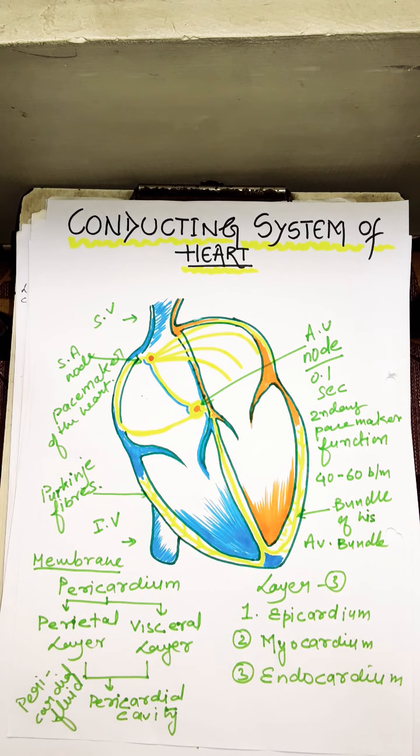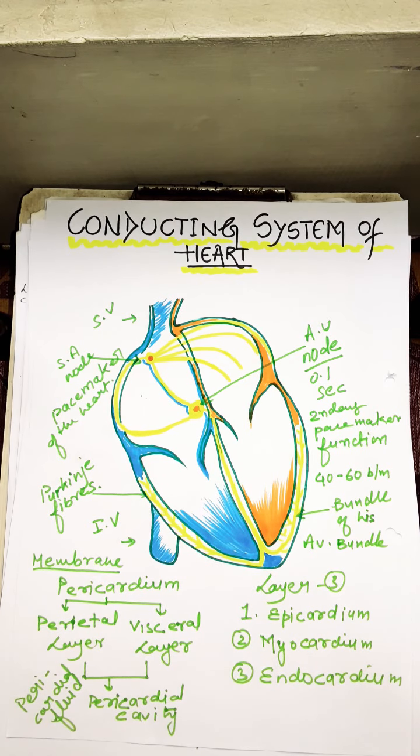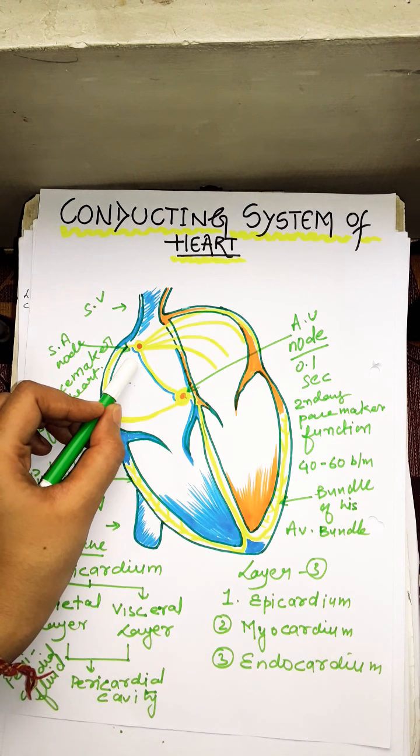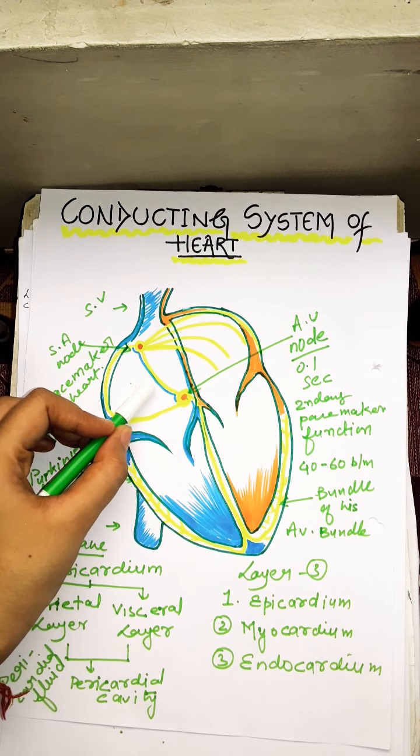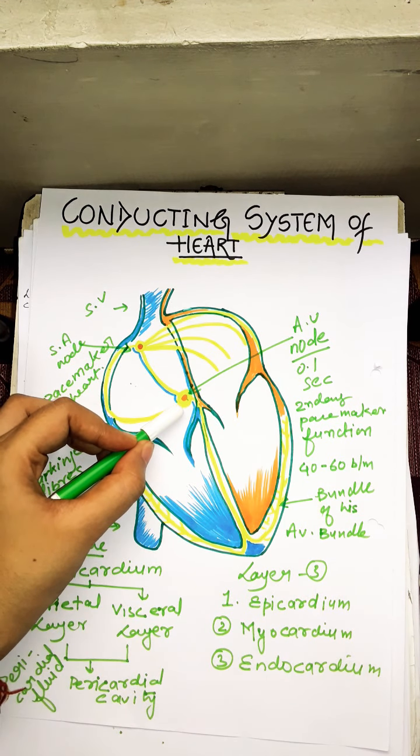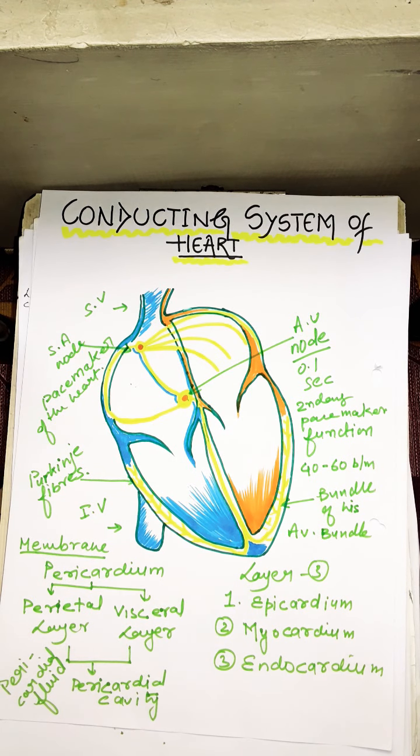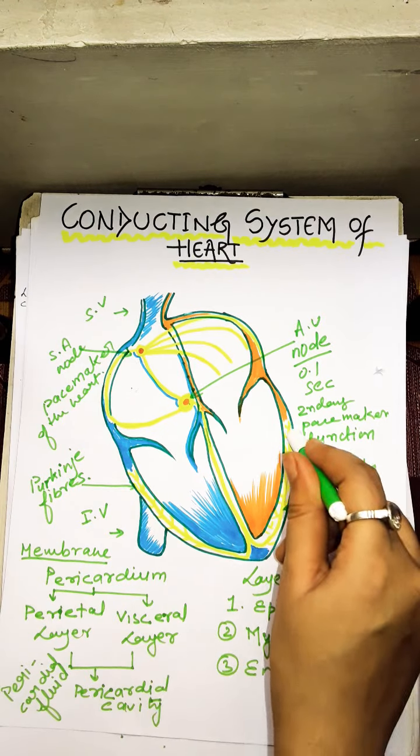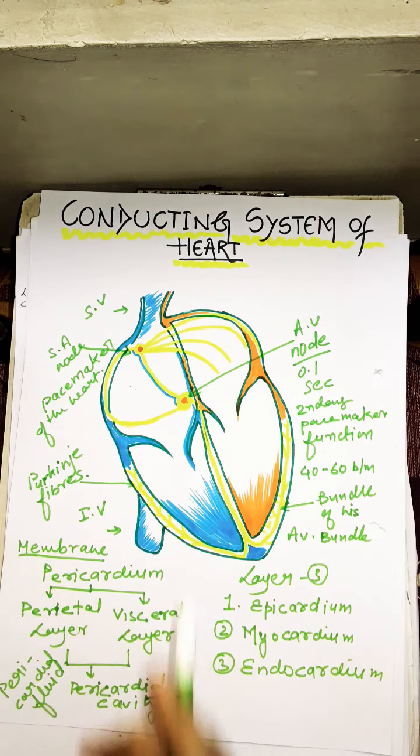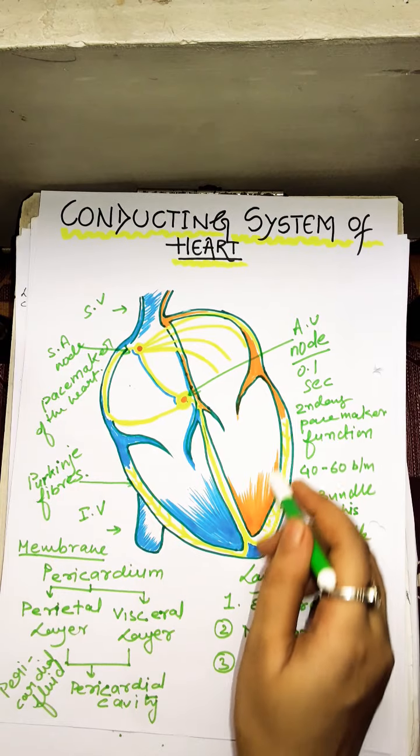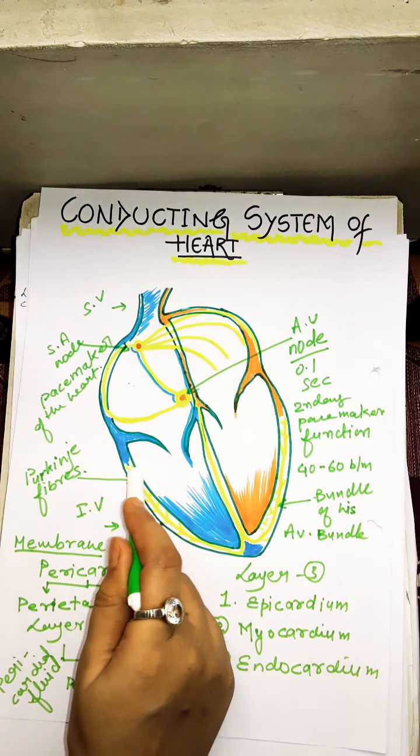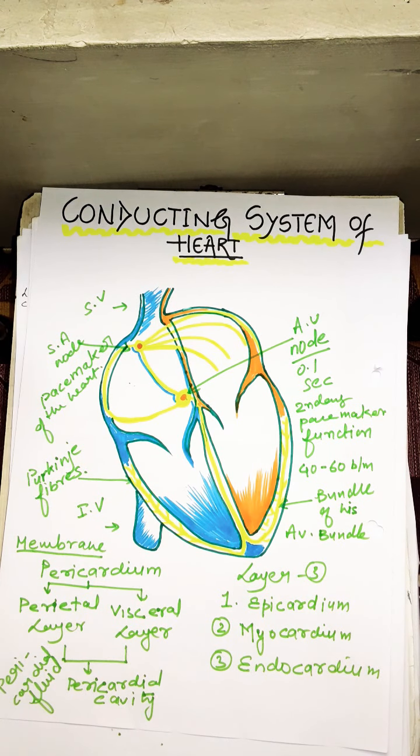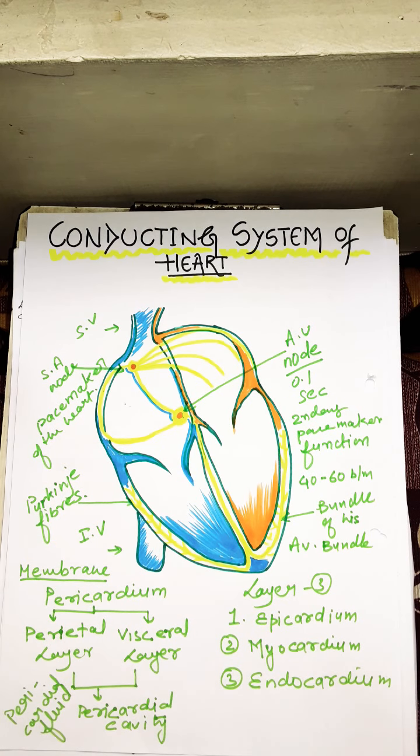If we say it in a very concise form, the SA node generates the electrical impulses, which are transmitted to the AV node, and then the AV node transmits the impulses to the bundle of His and the Purkinje fibers, which transmit them to the muscles of the heart, and the contraction and relaxation process starts and the pumping of the heart begins.